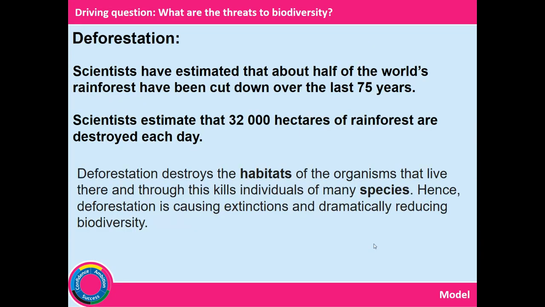So, this is a bit of statistics for you to read, but I want to focus. You can pause the slide to read all of this, but I want to focus on the last paragraph. It says deforestation destroys the habitats of the organisms that live there, and through this kills individuals of many species. Hence, deforestation is causing extinctions and dramatically reducing biodiversity. A quiz question is going to come from this. Please study that last paragraph.